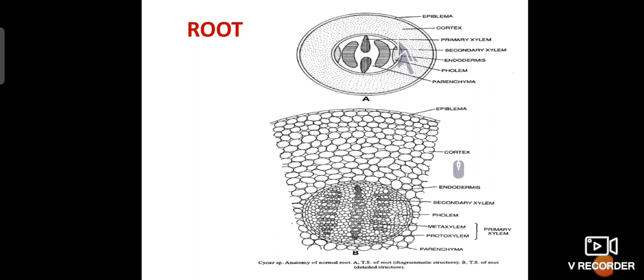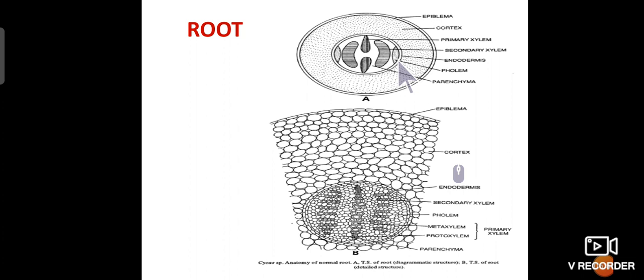Sorry. This is the secondary xylem, and these are the phloem. You can see here they are diarch, that is having two xylem groups, but some Cycas species even have four centripetally developed xylem plates. If they have four xylem plates, they are referred to as tetrarch. And some species of Cycas are polyarch, meaning they have many xylem bundles.